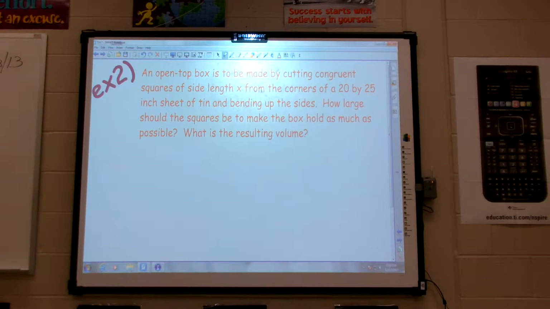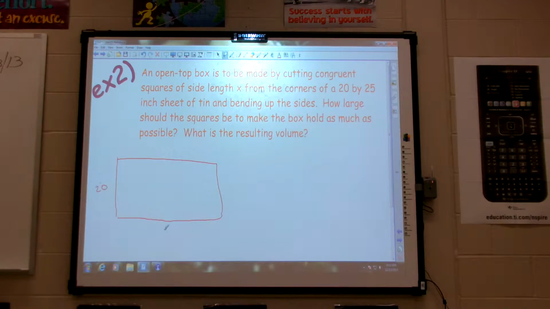Follow me? So let's draw a picture. It was 20 by 25, and I want to cut squares out of each corner. You with me there? Now, what am I trying to maximize again? Volume. So my f of x, I'm going to call it v of x, because it's volume.